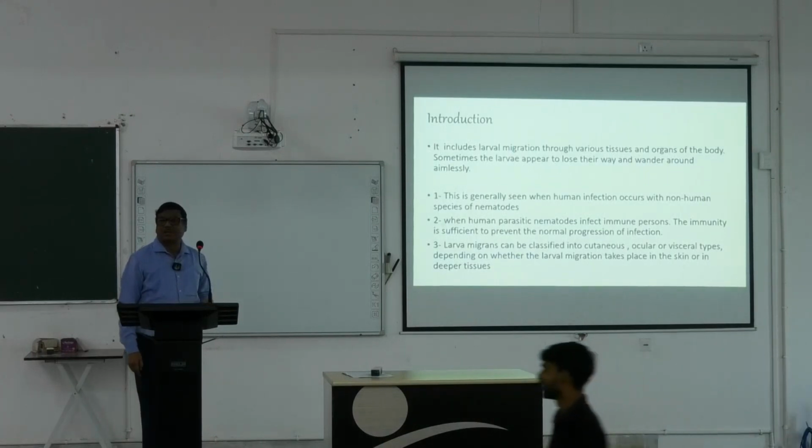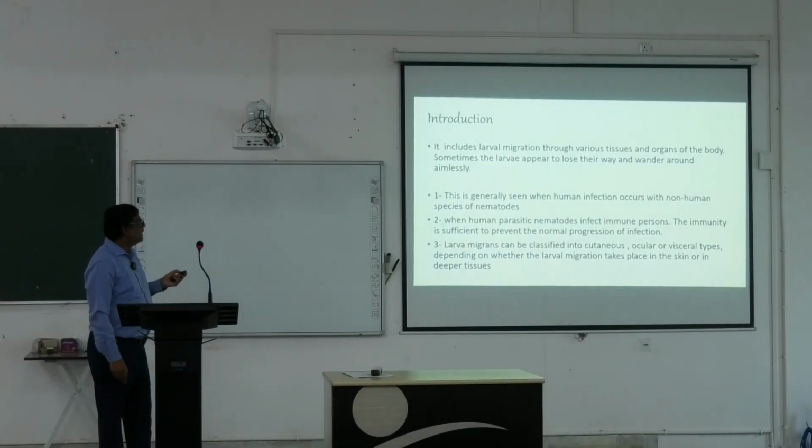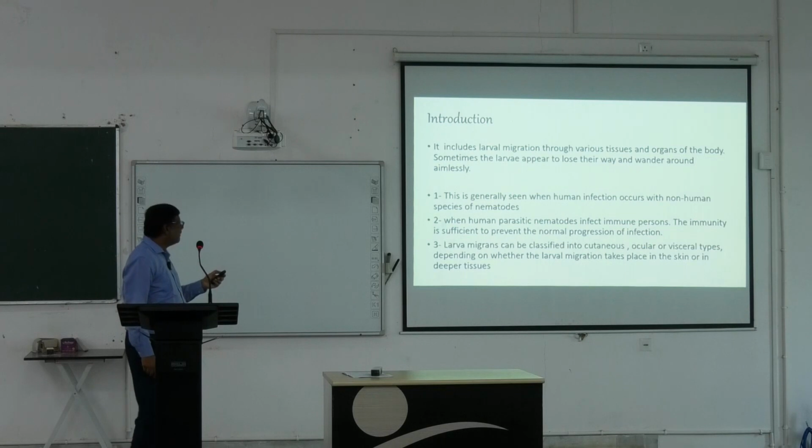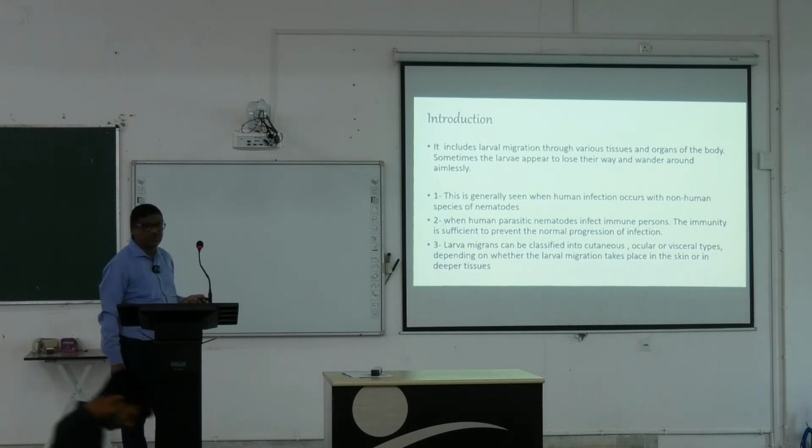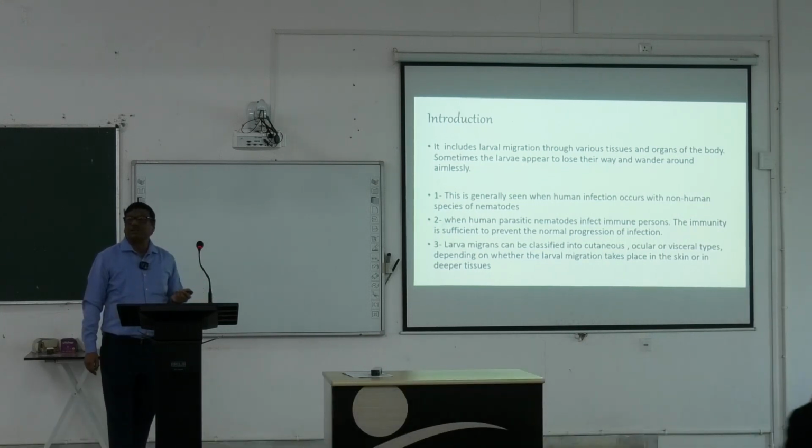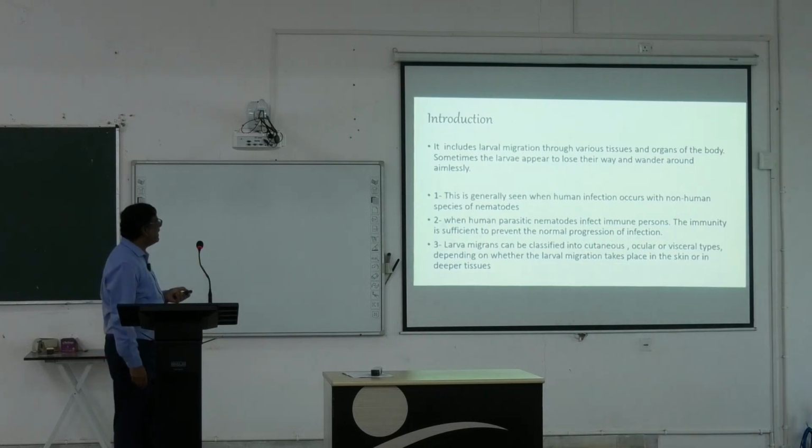Larva migrants is a short note. It includes the larva migration through the various tissues or organs of the body. Sometimes the larvae appear to lose their way and wander around aimlessly. This is generally seen when human infection occurs with non-human species of nematodes. Human infection with cat nematode, dog nematode. Then these larva migrants occur.